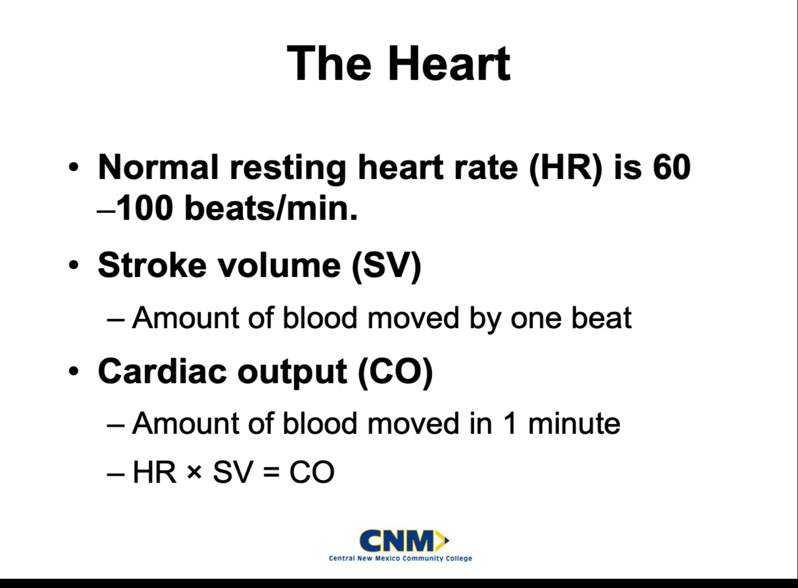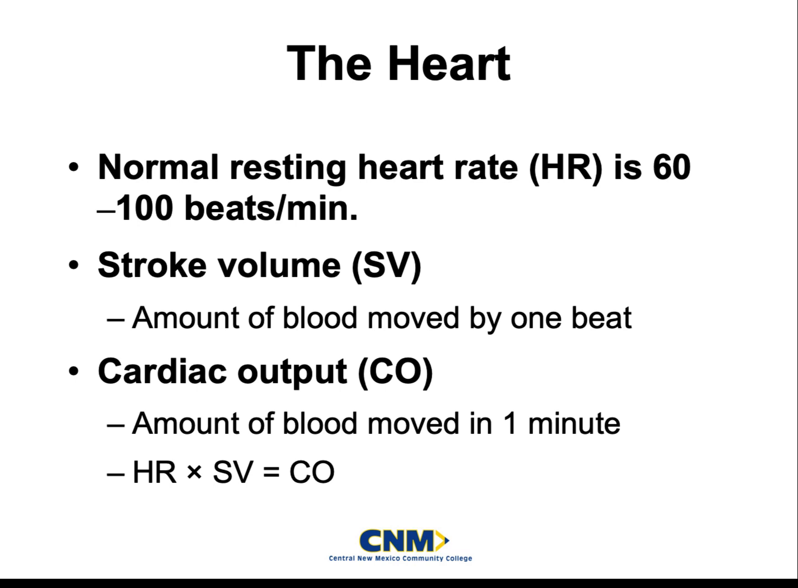When we talk about stroke volume, it's the amount of blood that is moved throughout the body in 1 beat. When we talk about cardiac output, it's the amount of blood that's moved in about 1 minute throughout the body. Your normal stroke volume for an adult with every beat is about 70 cc's or 70 mLs every beat.